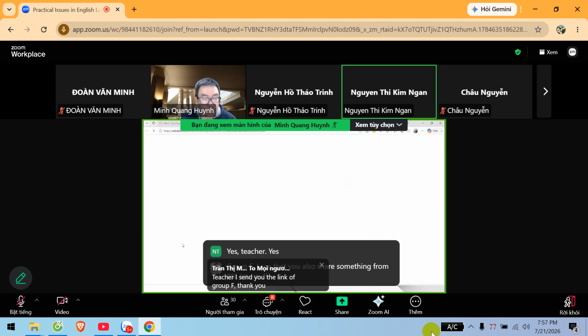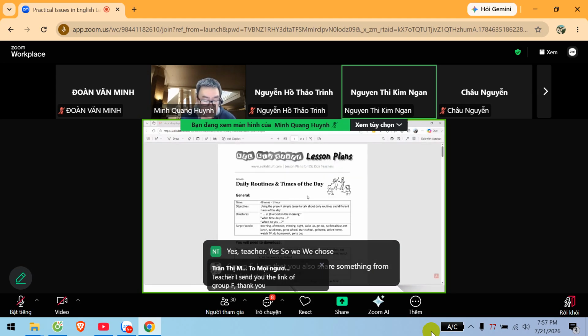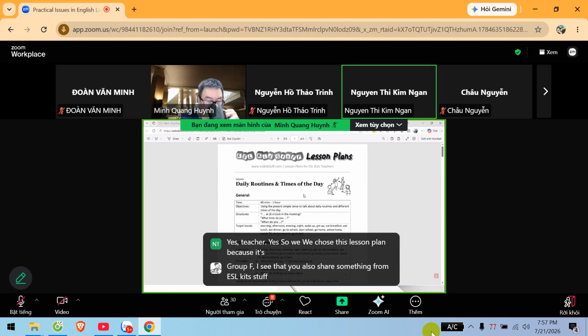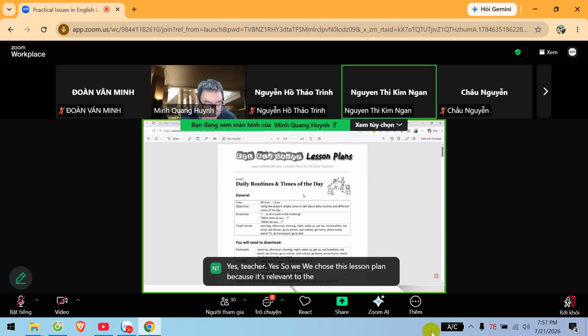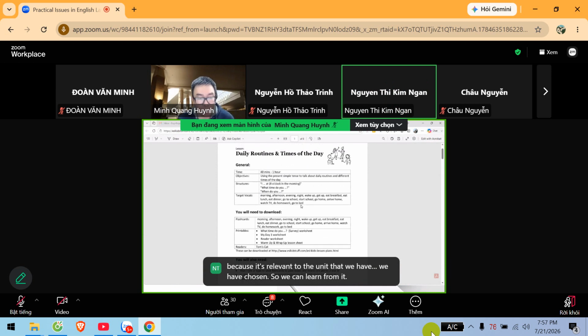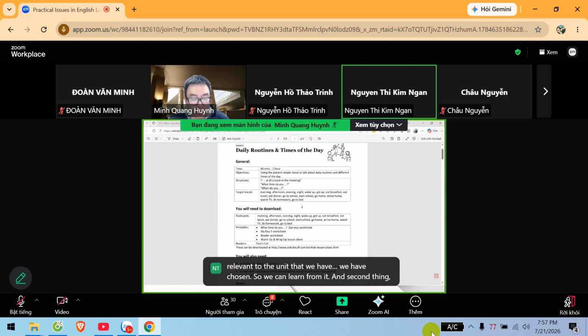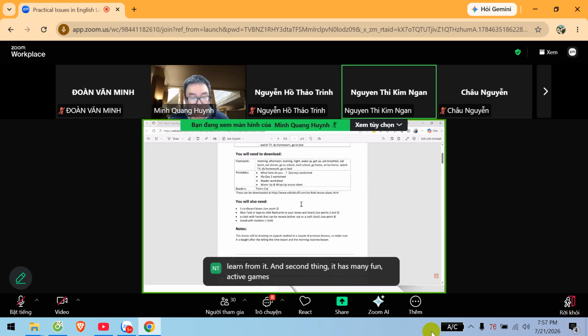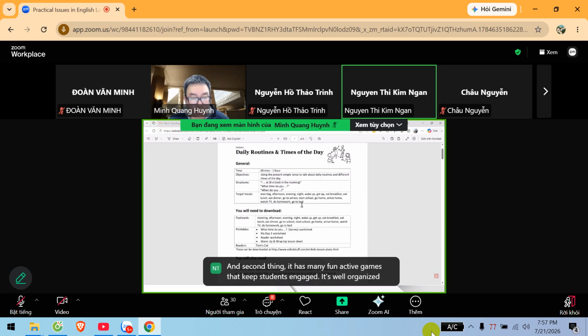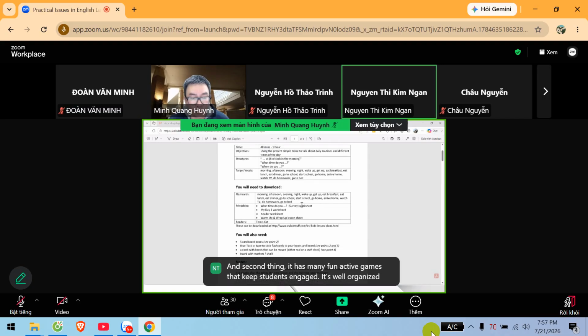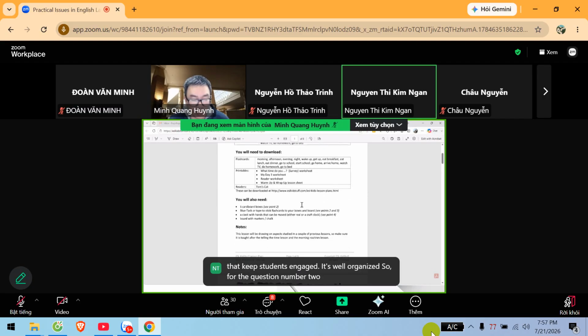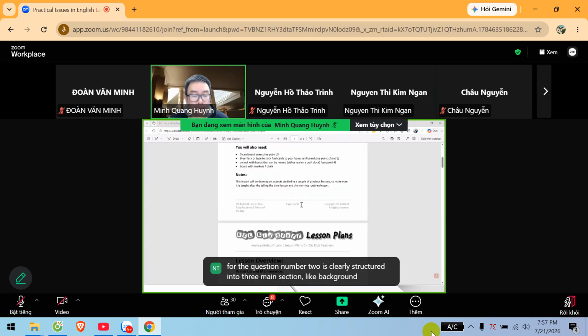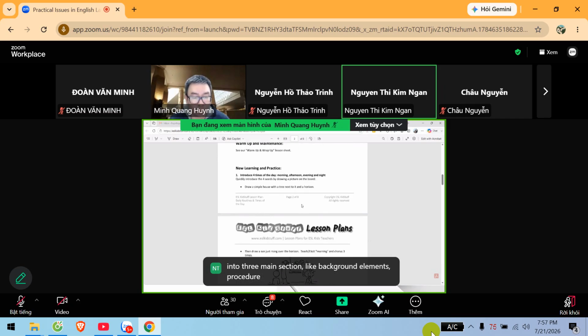So we chose this lesson plan because it's relevant to the unit that we have chosen, so we can learn from it. And second, it has many fun, active games that keep students engaged. It's well organized. For question number 2, it's clearly structured into 3 main sections: background elements, procedure, and presentation style.